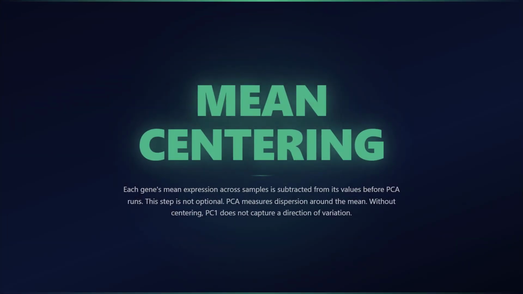Before any of this, the data is mean-centered. Each gene's mean expression across samples is subtracted from its values. This step is not optional. PCA measures dispersion around the mean. Without mean centering, PC1 does not capture a direction of variation. It captures the mean. You are finding the longest shadow of something that was never centered on the origin.